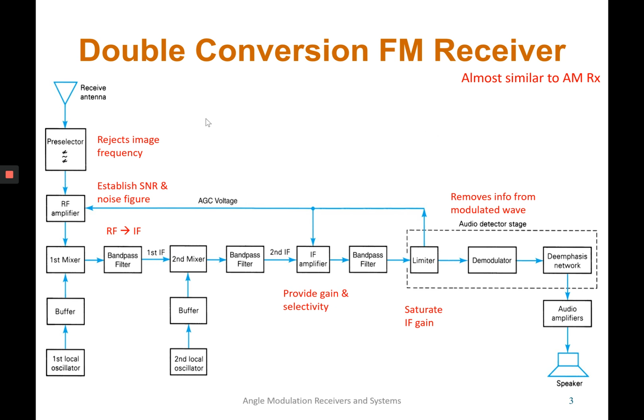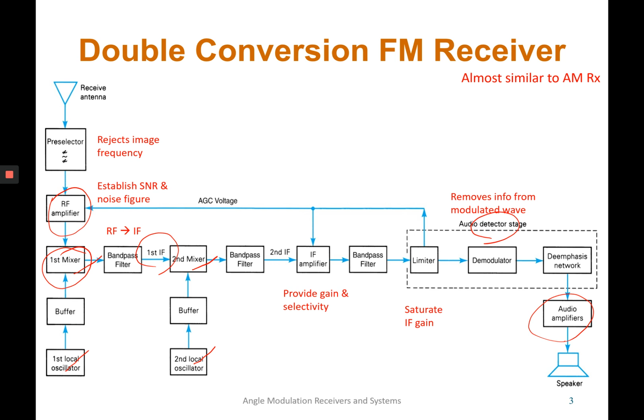So in this double conversion FM receiver, if we see here, it also has the RF stage, the IF stage, and then the mixer or converter, the detector stage, and also the audio stage. All right, but a little bit different in this FM receiver. It uses two mixers and two local oscillators, instead of only one mixer and one local oscillator for an AM receiver.